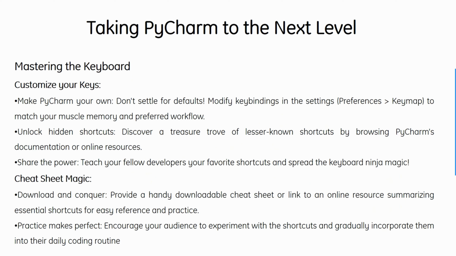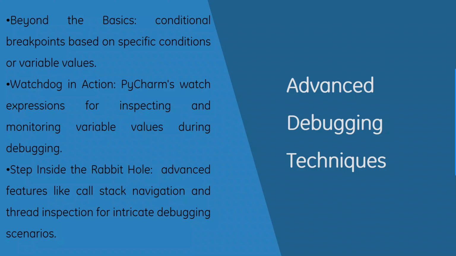And then we can unlock hidden shortcuts. Discover a treasure trove of lesser-known shortcuts by browsing PyCharm's documentation or online resources. And then we can share the power, that is, teach your fellow developers your favorite shortcuts and spread the keyboard ninja magic. And then we have cheat sheet magic, download and conquer: provide a handy downloadable cheat sheet or link to an online resource summarizing essential shortcuts for easy reference and practice. And practice makes perfect. Encourage your audience to experiment with shortcuts and gradually incorporate them into their daily coding routine.